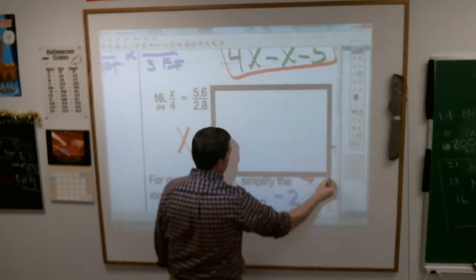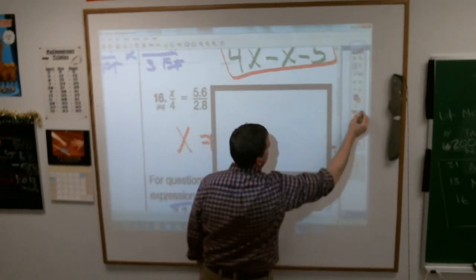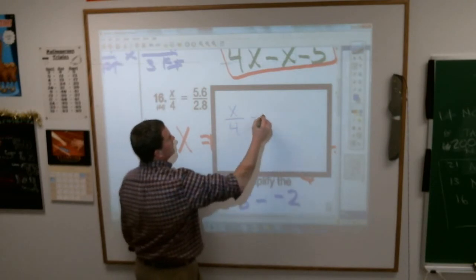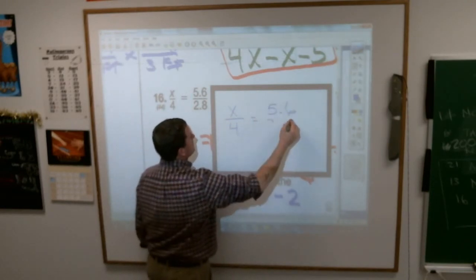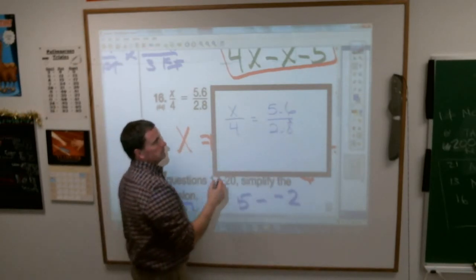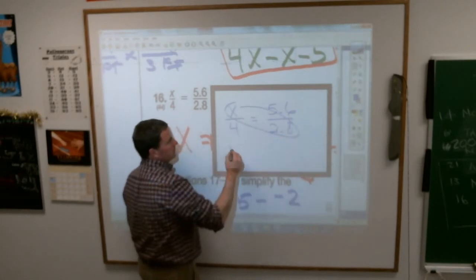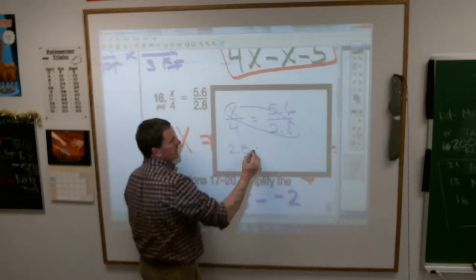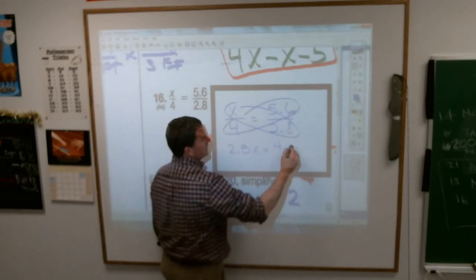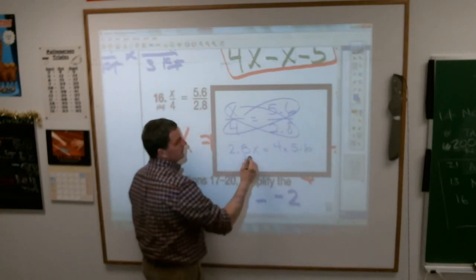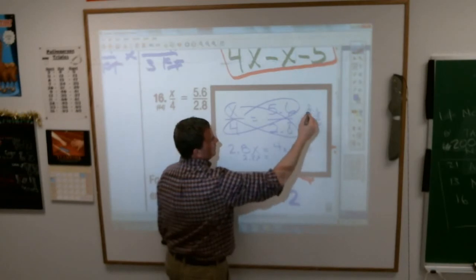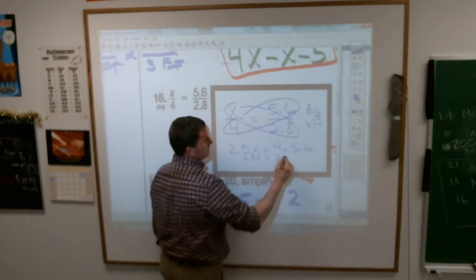Number 16. x over 4 equals 5.6 over 2.8. Cross multiplying, you do this times this: 2.8x equals 4 times 5.6. 4 times 5.6 is 22.4.